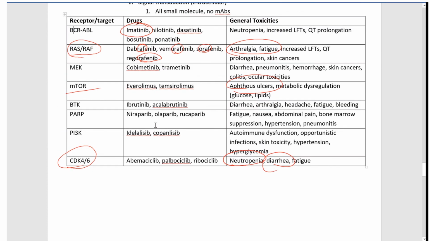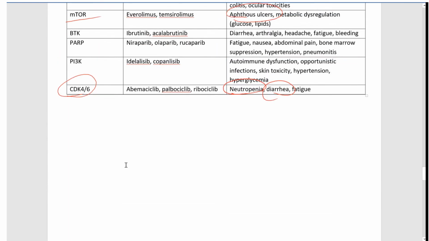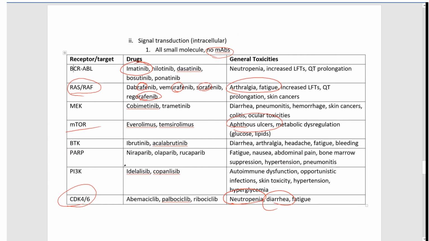And again, there are no MABs here because MABs will not distribute into the intracellular space. So with that, that's the end of the targeted therapy section of this talk.